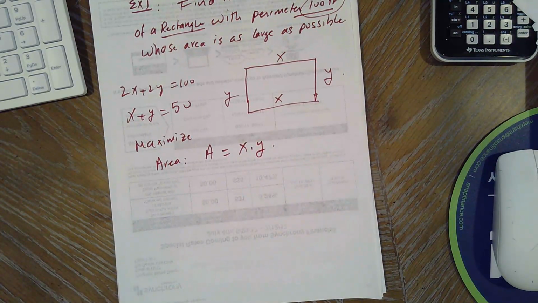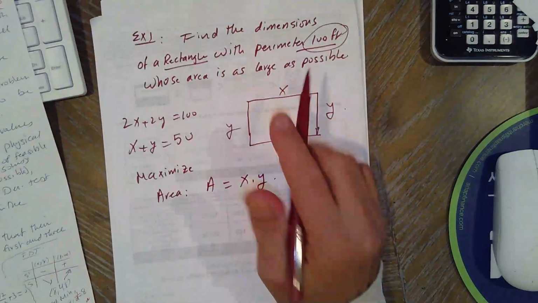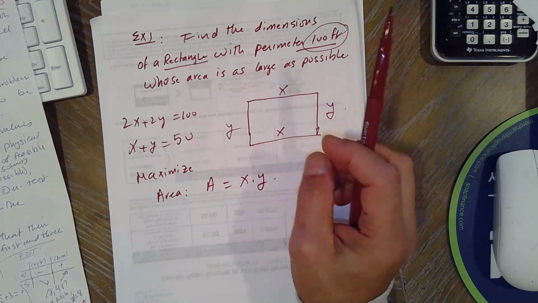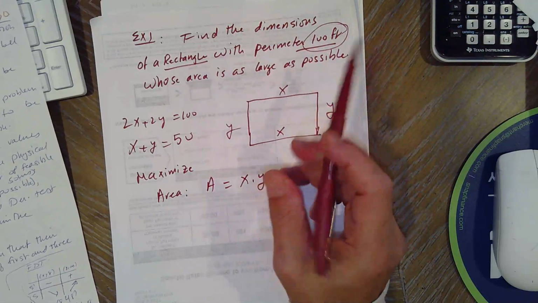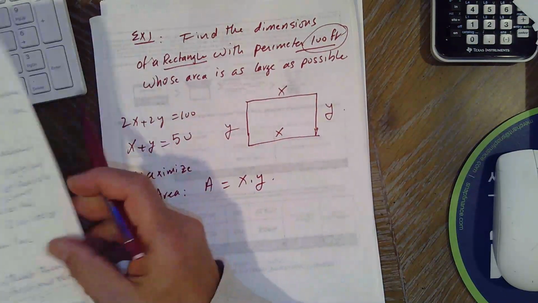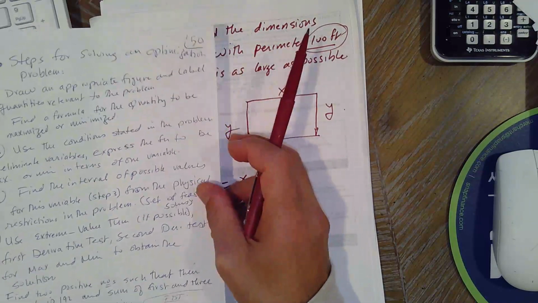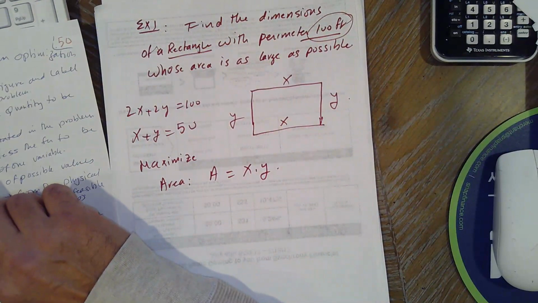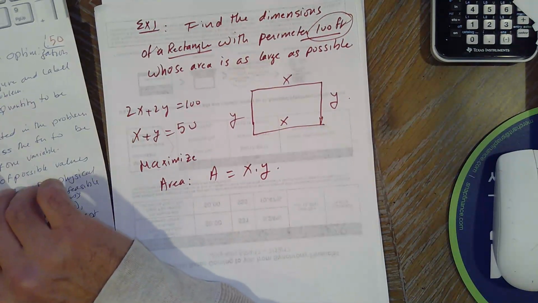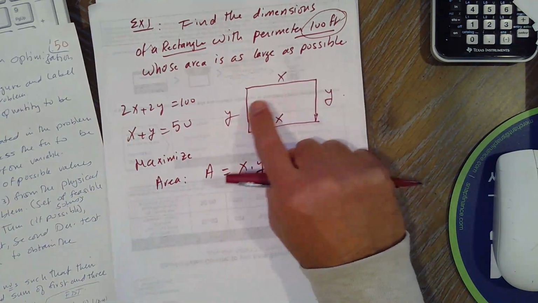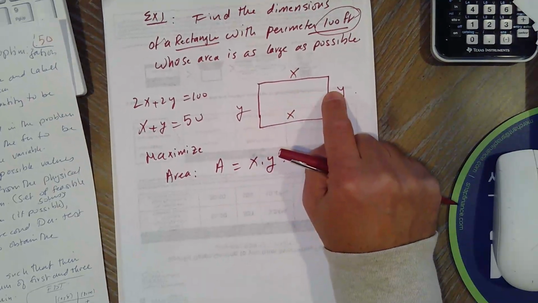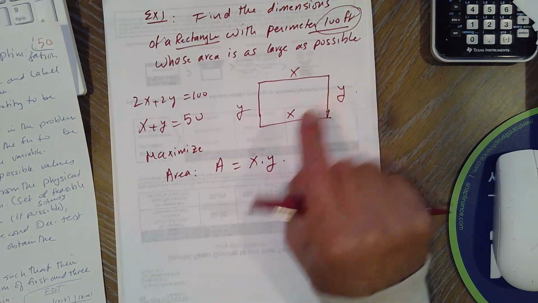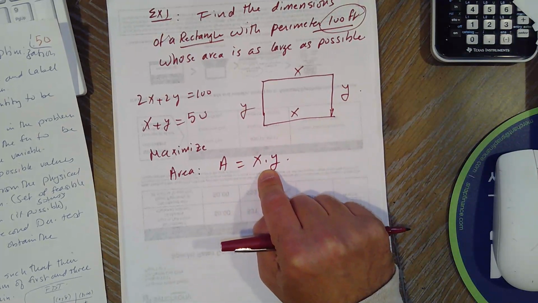Okay, so what are the steps for maximizing or minimizing problems? I'm reading the steps that are in your notes on page 50. I'm not going to write them down. They're in the notes. So the first step: draw an appropriate figure and label the quantities that are relevant to the problem. So this is the figure, X and Y. Next, find a formula for the quantity to be maximized or minimized. So the formula is what? Area equals X times Y.